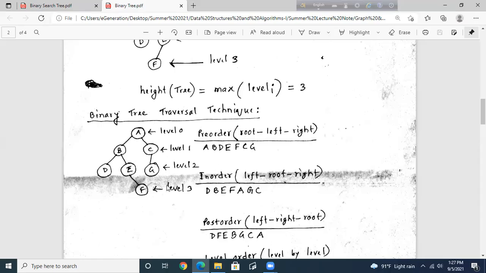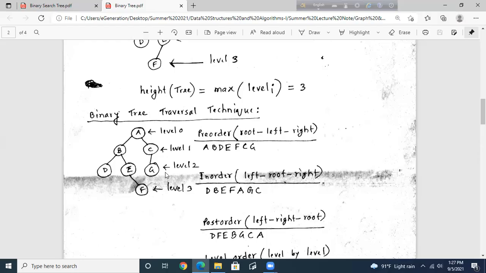Then I have to complete the right. Left I have completed. Then root is A, I have completed. Then I have to complete the right. In the right there is more than one.